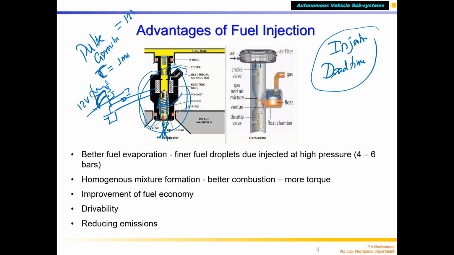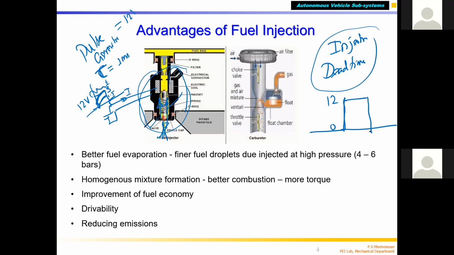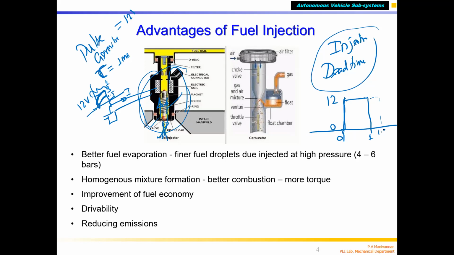Correct? 12 volts is the pulse maximum, because a pulse is always at 0 volts, suddenly goes to 12 volts and remains at 12 volts for some time. This is 12 volts, this is 0 volts, this is my time axis. This is 0 time. So I give 1 millisecond, or you can make it say 1.2 milliseconds. You give the pulse and see whether the injector is opening.